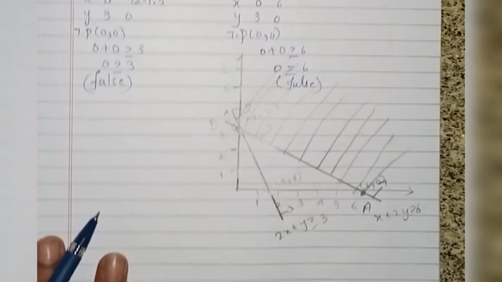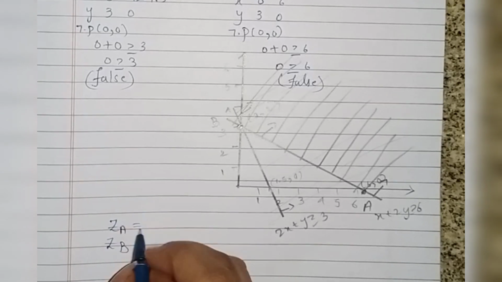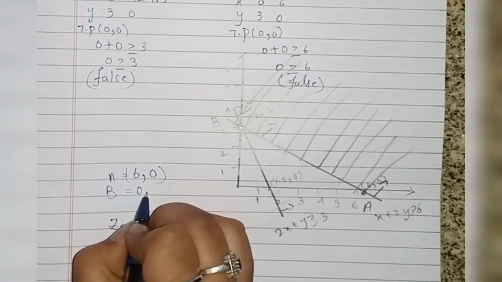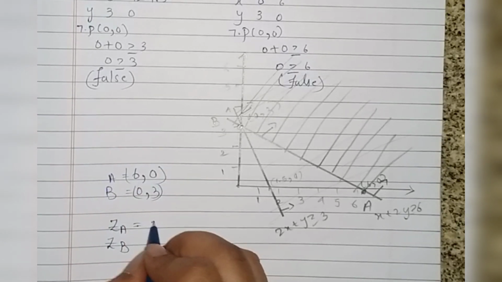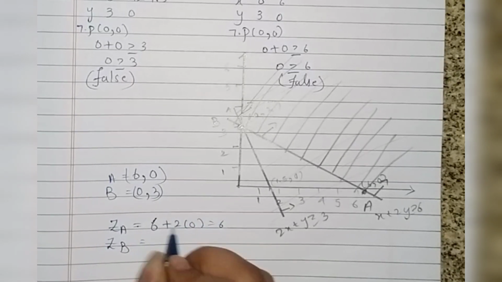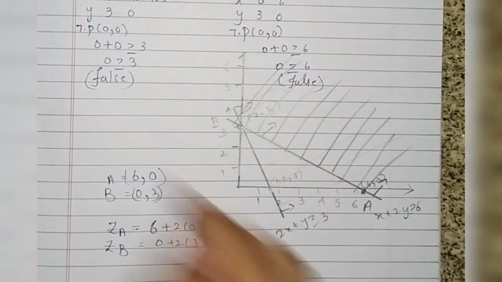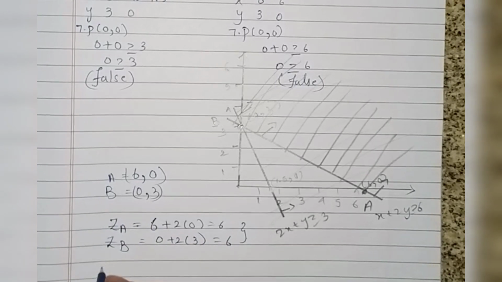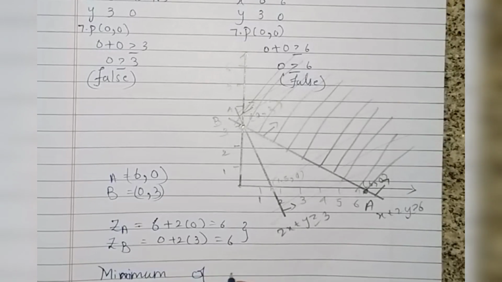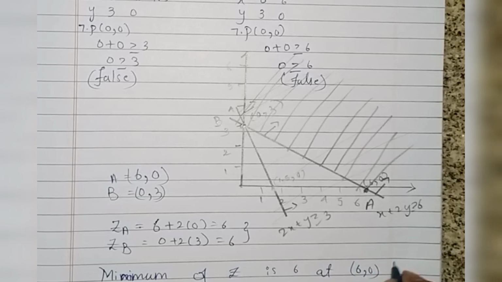We have actually found only 2 points, Z of A and Z of B. A is 6 comma 0, B is 0 comma 3. Now substitute there. 6 plus 2 into 0 is 6, and then 0 plus 2 into 3 is also 6. Now both are the same, so therefore the minimum of Z is 6 at 6 comma 0 and 0 comma 3.